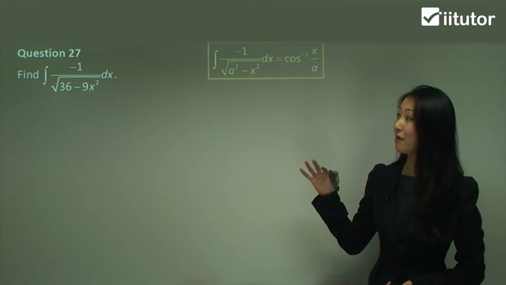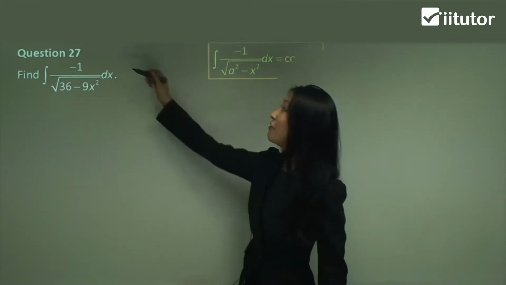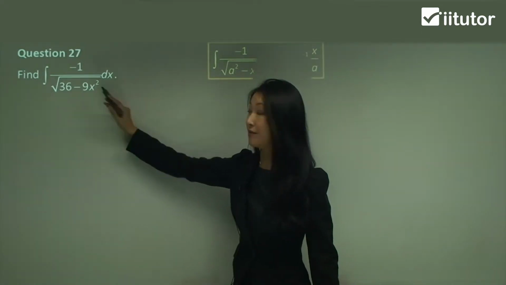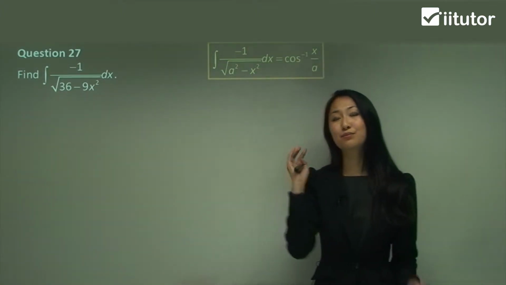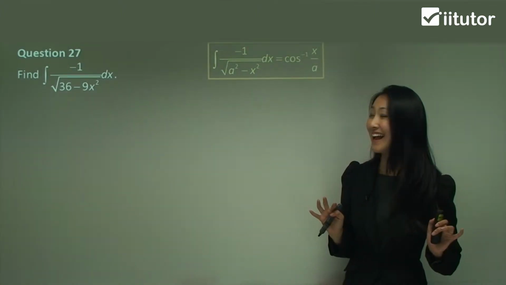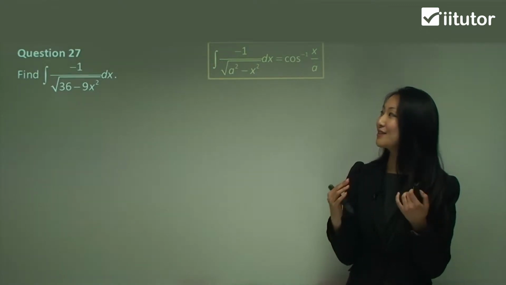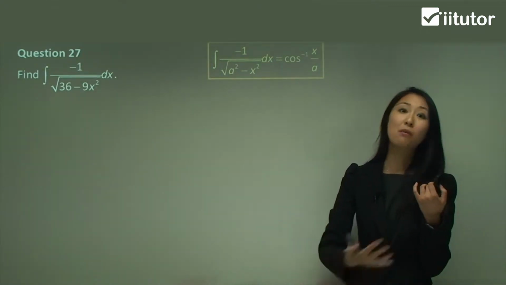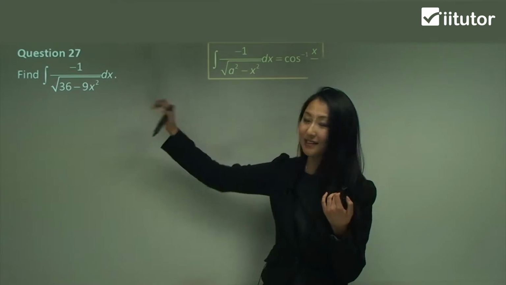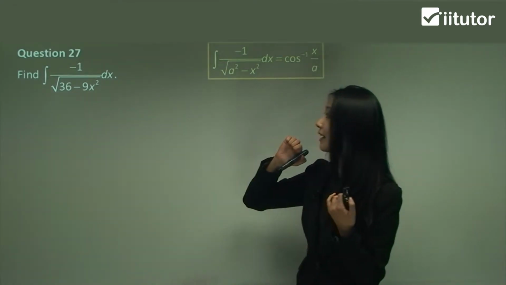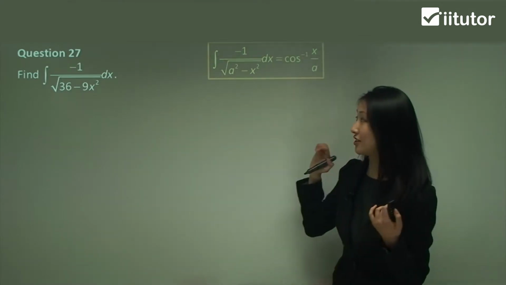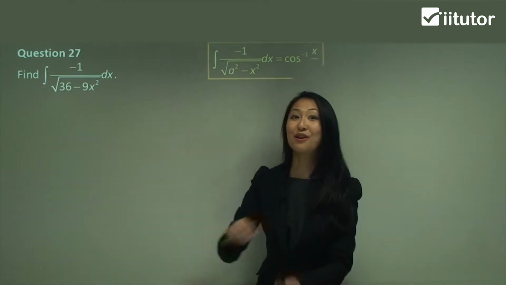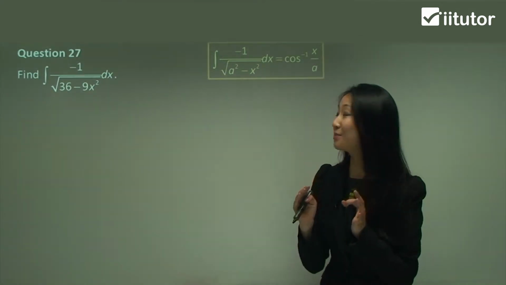So here I want to find the integration of -1 on the square root of 36 minus 9x squared. Now, this is a really, really important question, and this is why. So initially, and with most students, they see this question and they think, oh, that's really easy. A is just going to equal to 6 and x is just going to equal to 3x, right? No, completely wrong. And this is why.